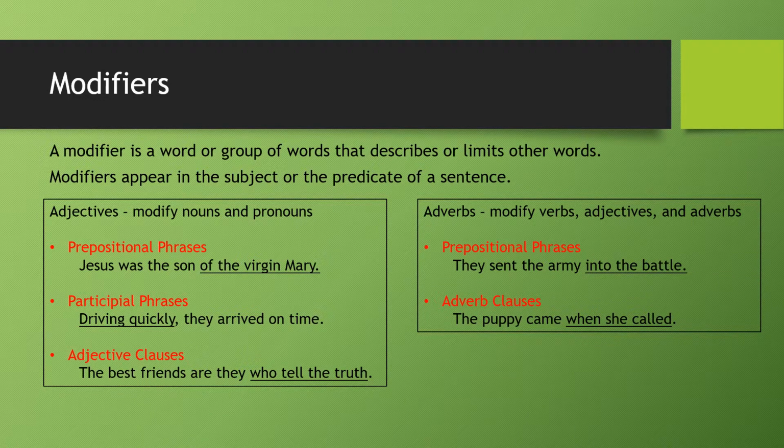Then we have adjective clauses and adverb clauses. The best friends are they who tell the truth. Who tell the truth is the adjective clause modifying the word they. In the adverb clause, the puppy came when she called. So when did the puppy come? When she called. So it modifies the verb, whereas the adjective clause modifies the pronoun they.